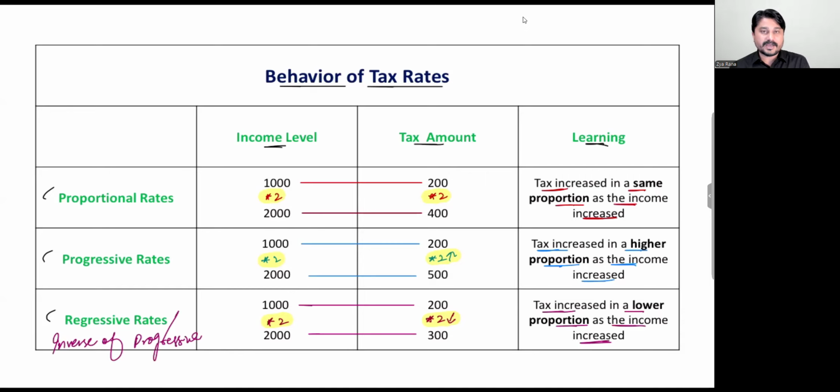So whenever the examiner asks how many behaviors of tax rates there are, the answer is three types of tax rates: proportional tax rates, progressive tax rates, and regressive tax rates. And keep this learning in mind. You can answer easily any question which is asked on the behavior of the tax rates.